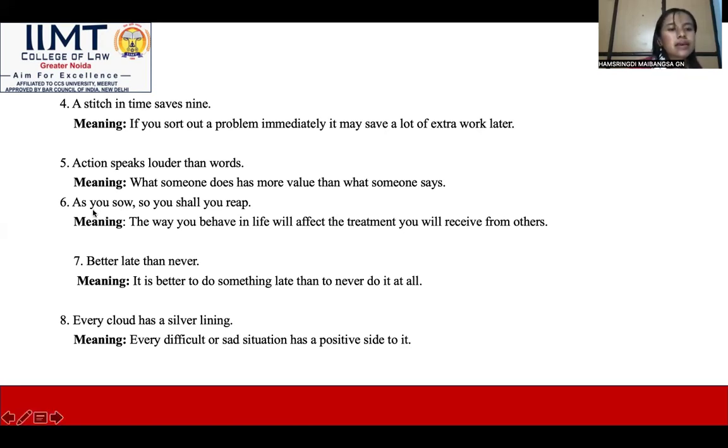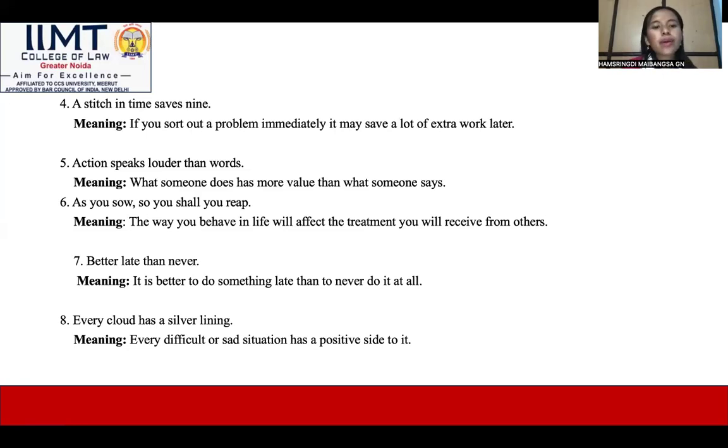The next is, as you sow, so shall you reap. The way you behave in life will affect the treatment you will receive from others. So it means that when you invest in something, it will come back to you, the way you do it. But if we don't put effort in something, the result will also be the same.